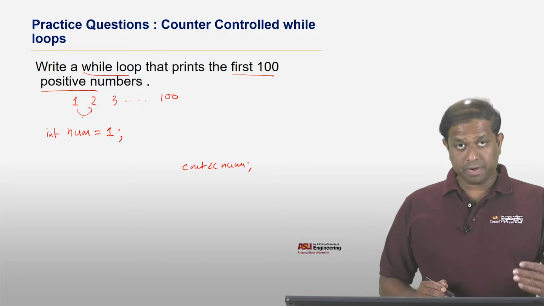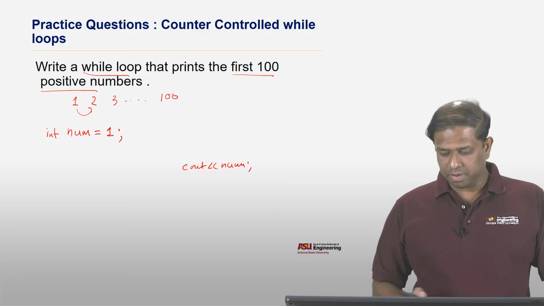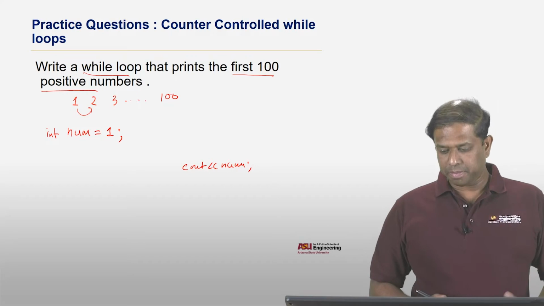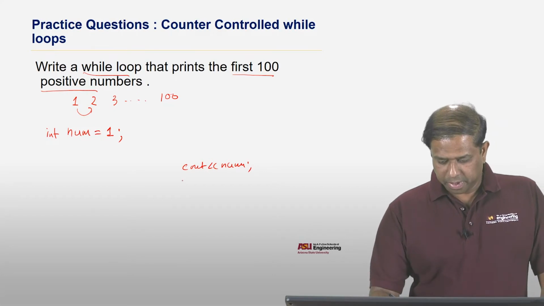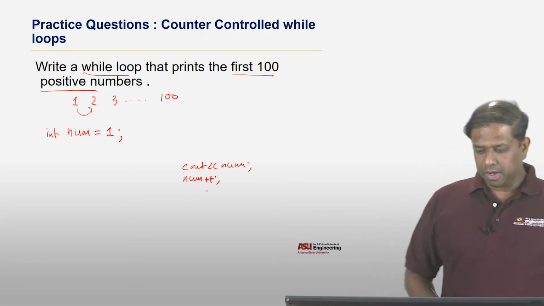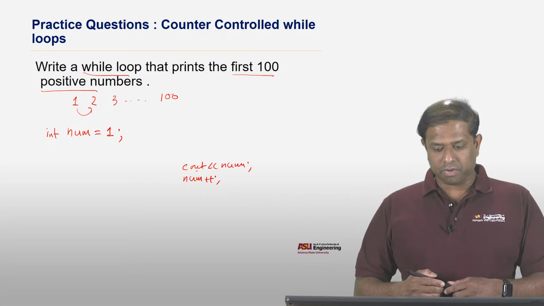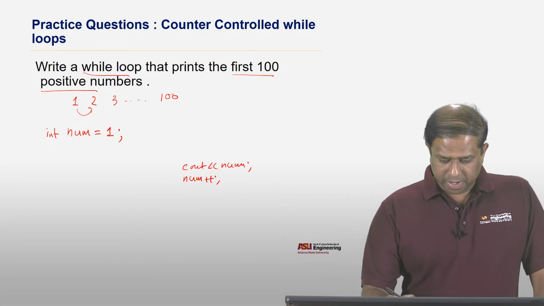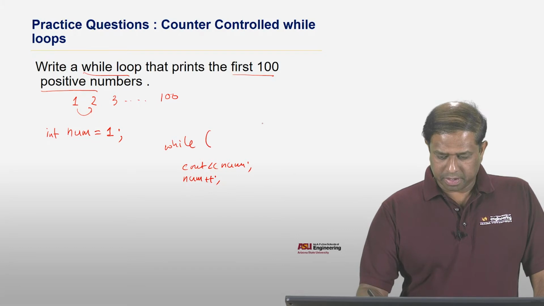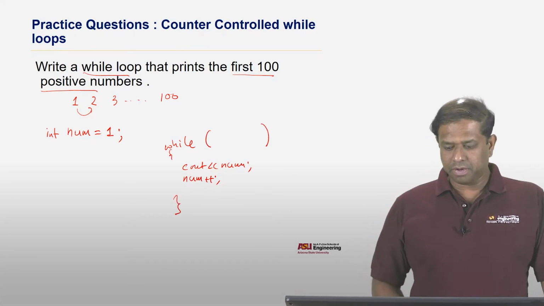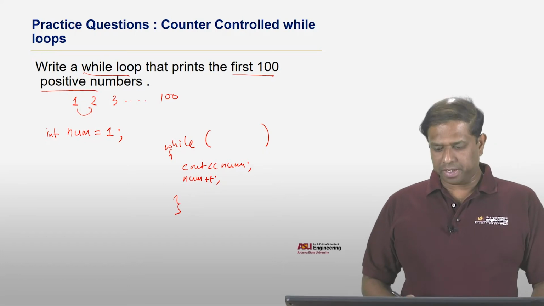So if we display 1, the next number is going to be 2. Therefore the number needs to be incremented by 1. So after displaying, we need to increment the number by 1. Now we know that these are the two statements that need to be repeated over and over again, right? So therefore we can put this inside a while loop. Then you can say while a certain condition is true, go ahead and do these two operations, right?